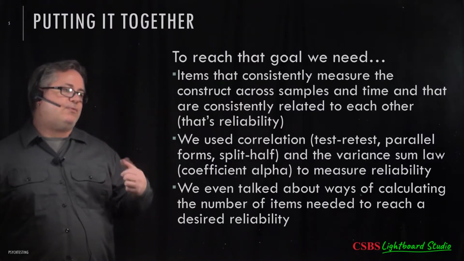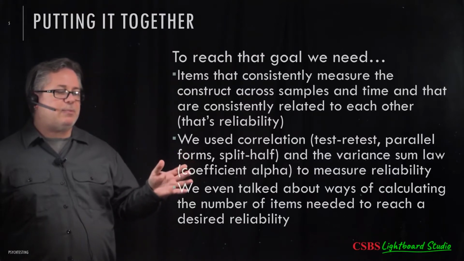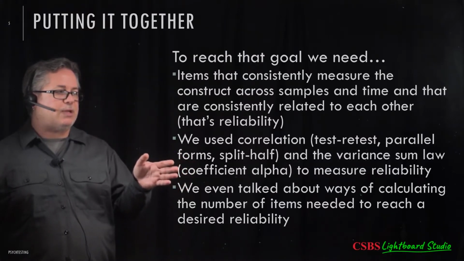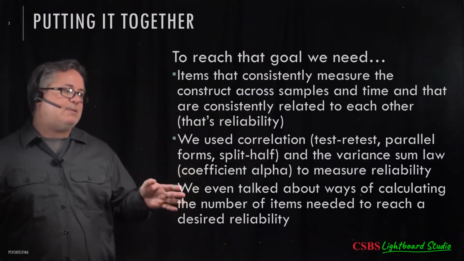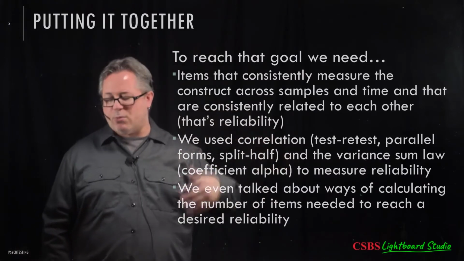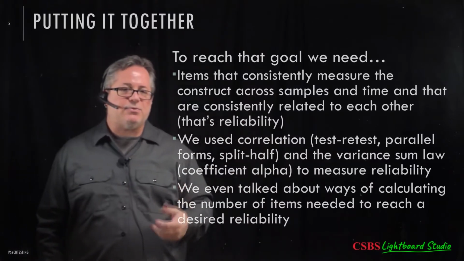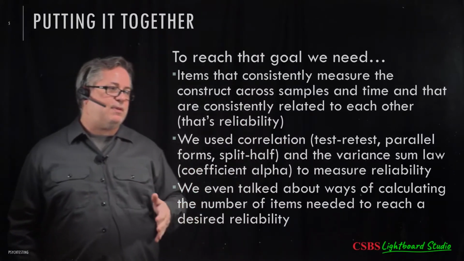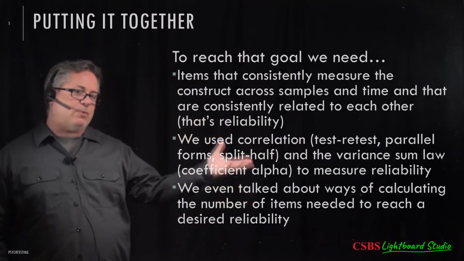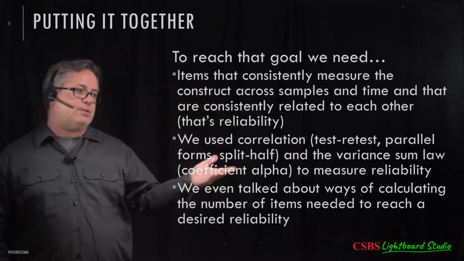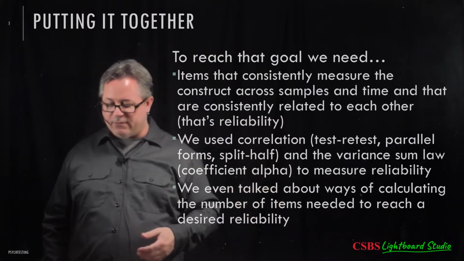We also use correlation for this. We use test-retest reliabilities, parallel forms, split half. And we talked about the variance sum law and how we can use that to estimate coefficient alpha to measure internal consistency. We even talked about ways of calculating the number of items needed to reach a desired reliability by simply adding more similar items till we are convinced that the scale is reliable. All right, so we talked about all these different ways of testing and increasing our reliability. And we even talked about how reliability is almost like a cornerstone, or at least a foundation for validity, because without reliable measures, you can't really have a very valid measure. Okay.